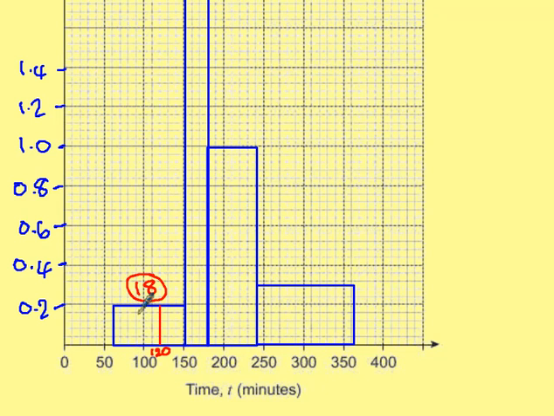So we want to know the area that's bounded by this red line at 120, and we can see there are 6 lines out of the 9 lines, so 60 out of the 90 multiplied by the 18 people here, which will give us 12 people here and 6 people here. So we've got 12 people less than 120 minutes.